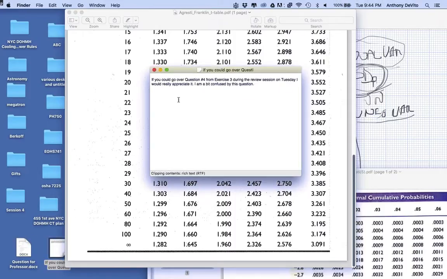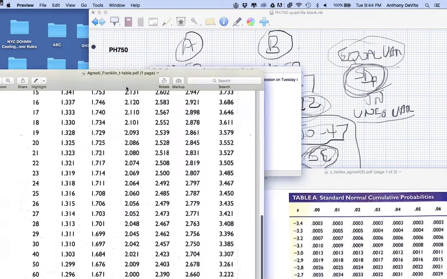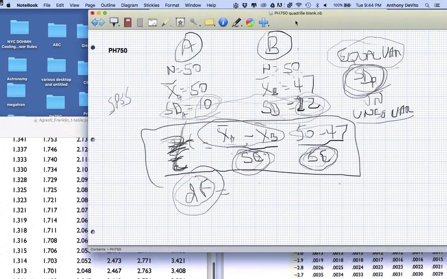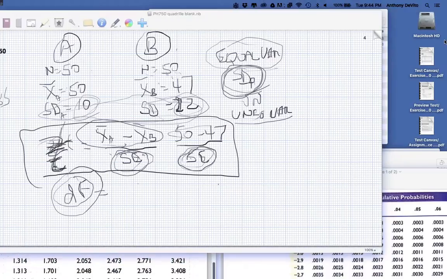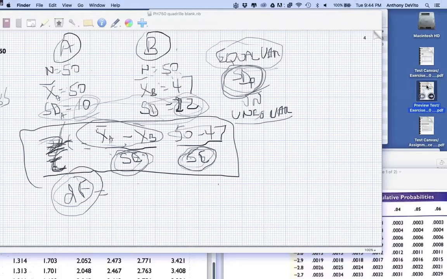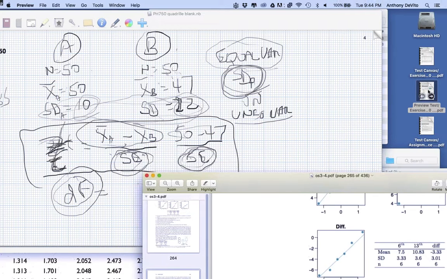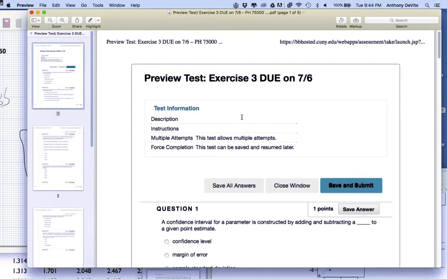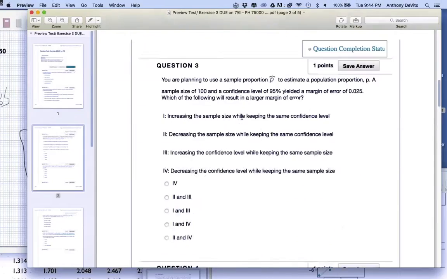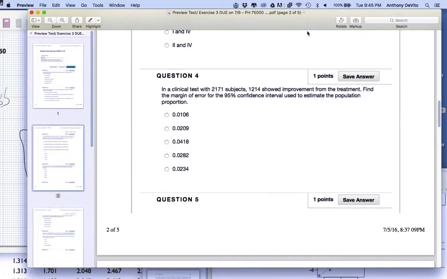Could you go over question 4 from exercise 3? Yes, let's go over question 4 from exercise 3. Okay, I have that over here somewhere. Let me move this out of the way. There's stuff on my screen you guys can't see, so I have to move it around. Okay, problem 4 in exercise 3. Okay, let's take a look at this.